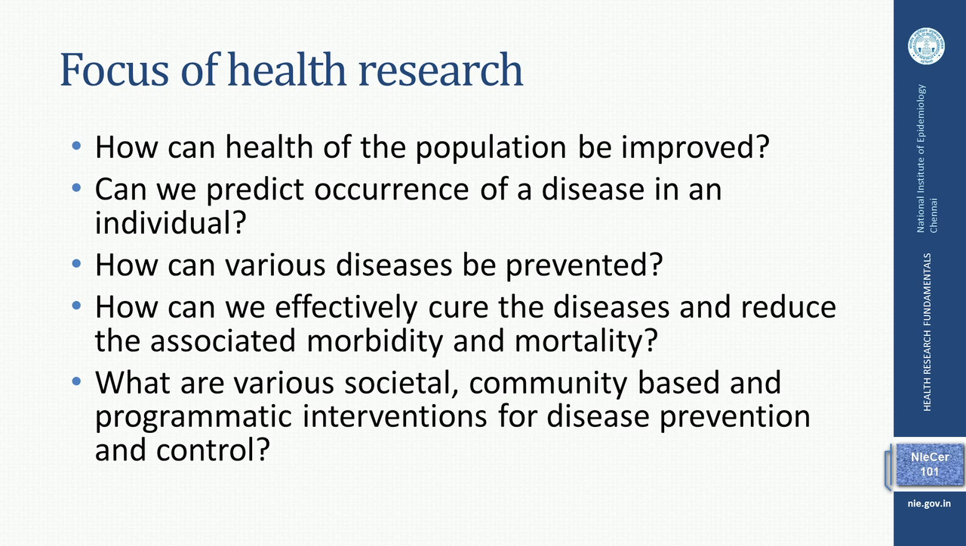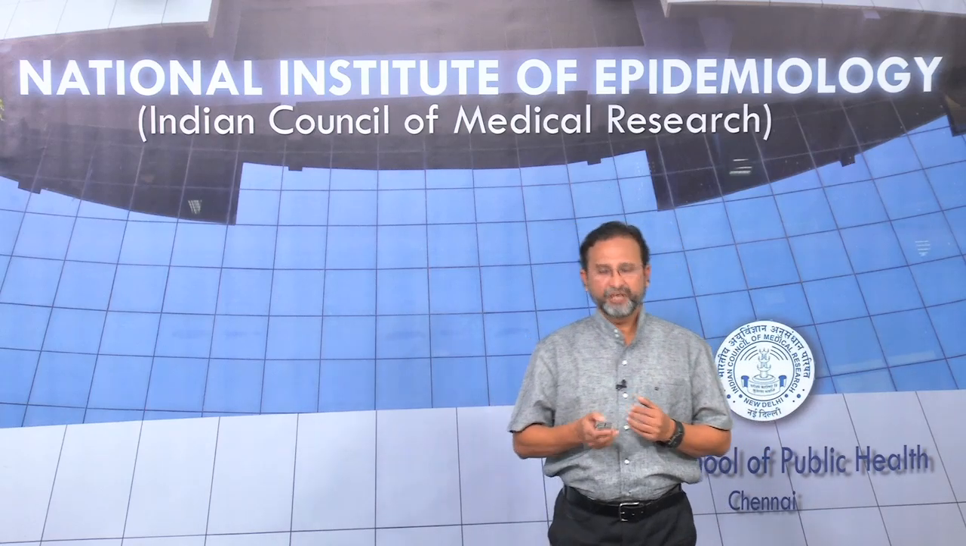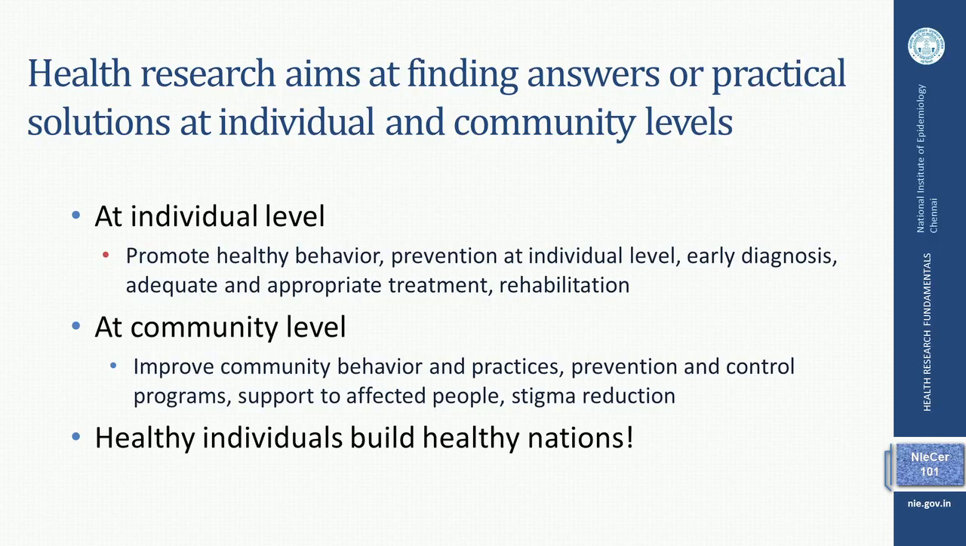How can we predict occurrence of a disease in an individual? How can various diseases be prevented? How can we effectively cure the diseases and reduce the cost and also the associated morbidity and mortality? What are the various societal, community based and programmatic interventions for disease prevention and control? These are the kinds of directions which health research takes and follows. But basically what we try to do is to find answers or practical solutions at individual and community levels.